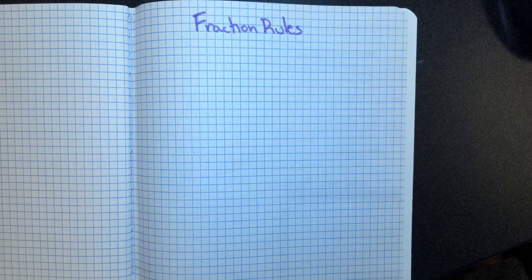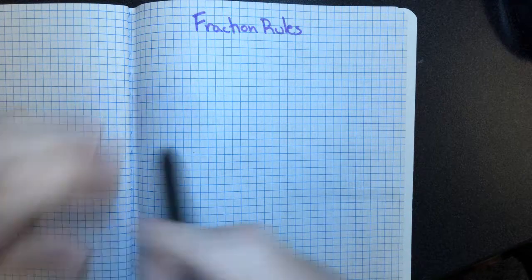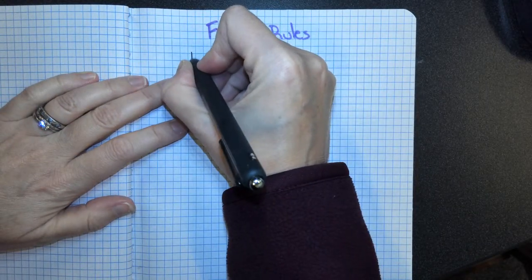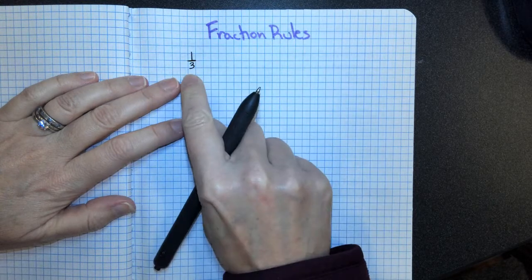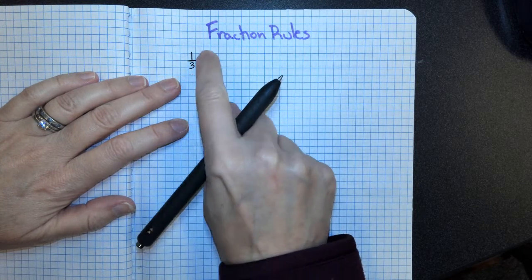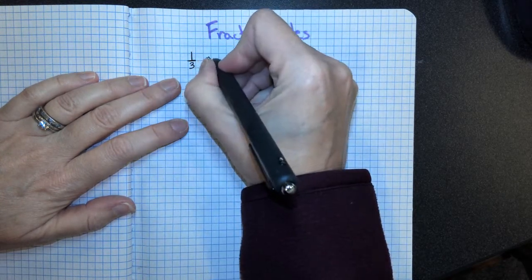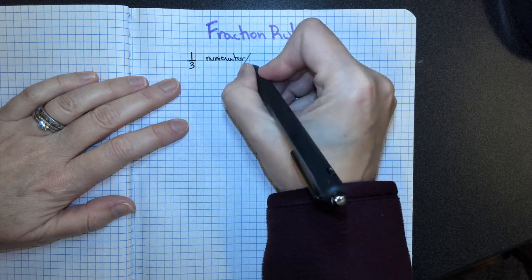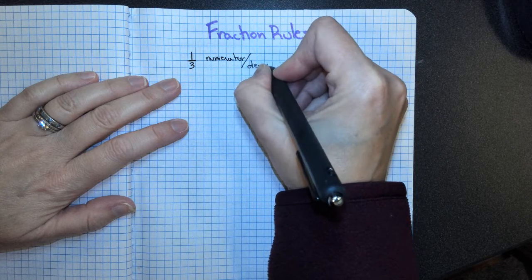So the first thing I want to do is I want us to remember some just basic things. When I have 1 over 3, I cannot go any farther than 1 over 3. This part here is called the numerator, and it's over the denominator.